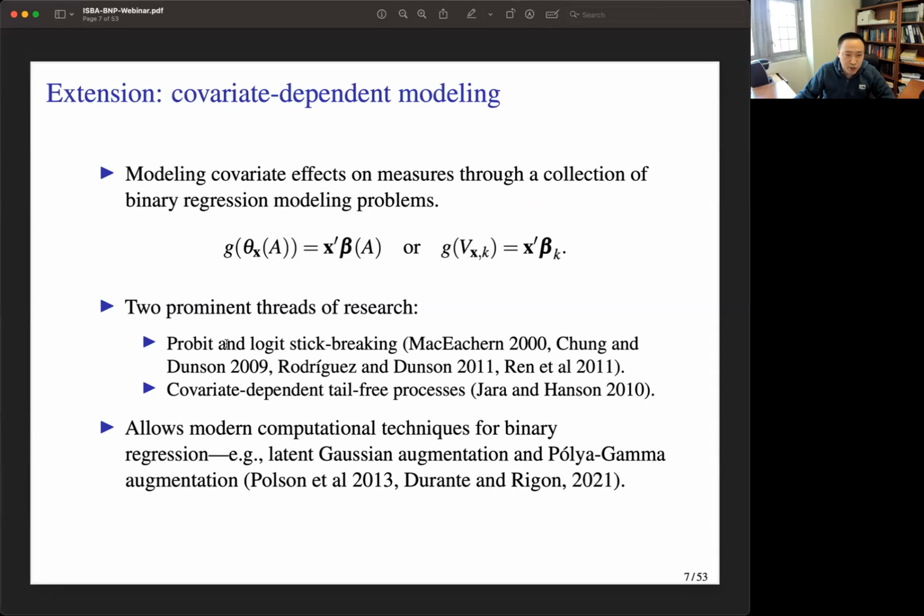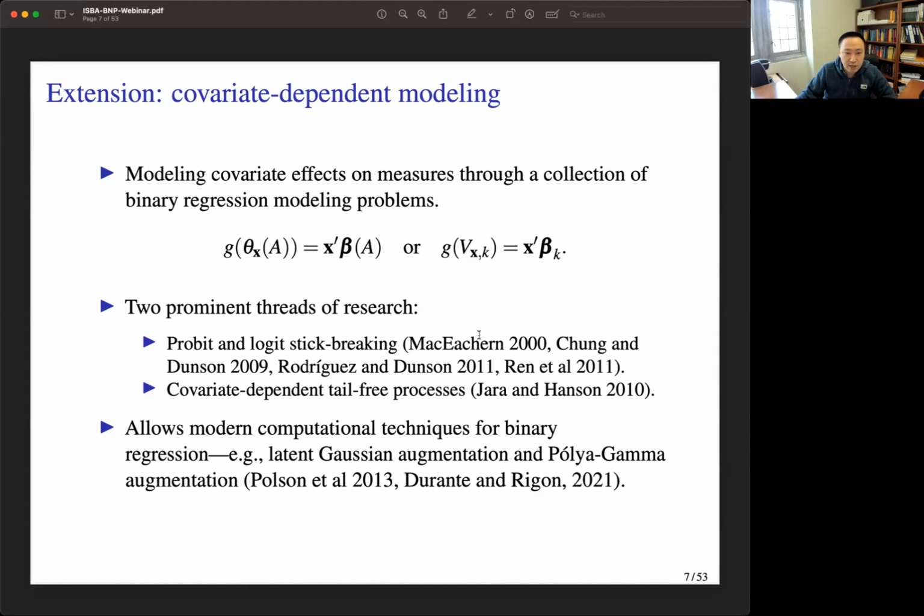There are two threads of research in each of the corresponding literatures that utilize the fact that you have a binary dyadic representation of probability mass that sums up to 1, so that you can incorporate covariates easily. So in the stick-breaking literature, again, as I mentioned, David Dunson and colleagues worked out probit stick-breaking and logistic stick-breaking. And in the Polya tree literature, this paper by Hanson and colleagues, 2010, really introduces this idea in the context of Polya trees or tail-free processes in general.